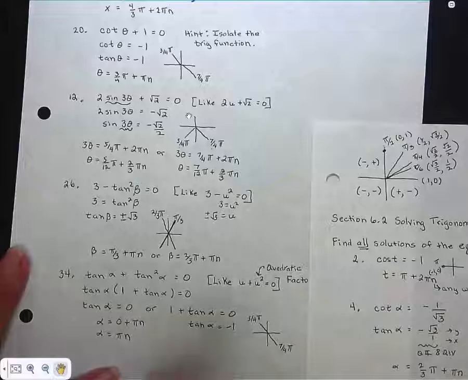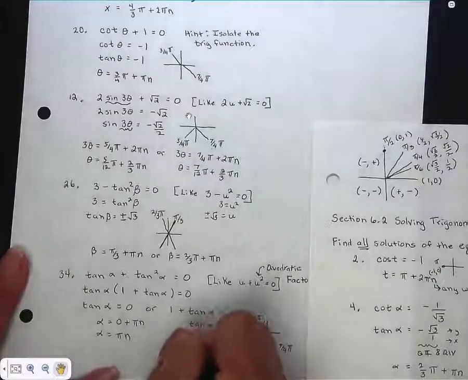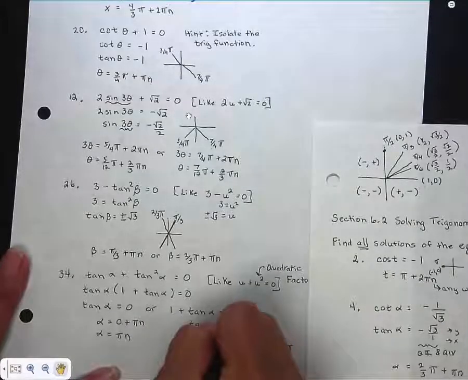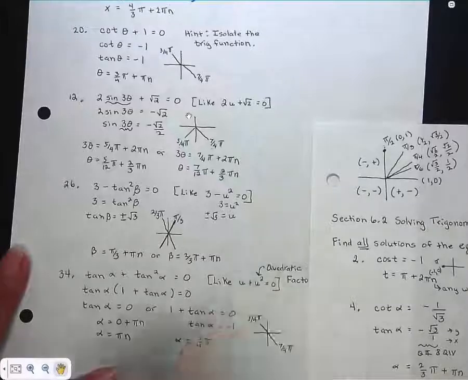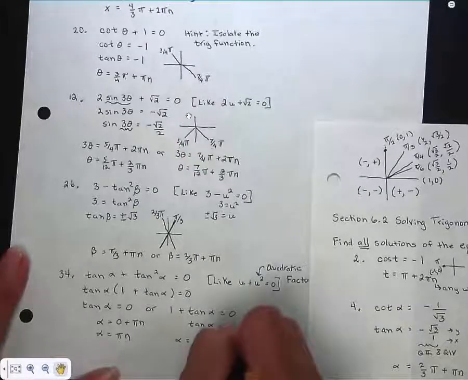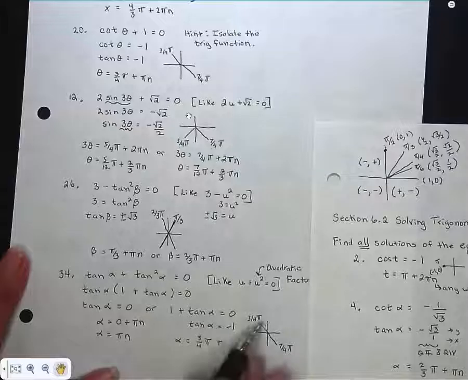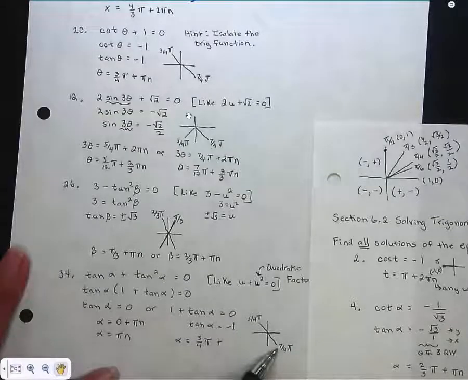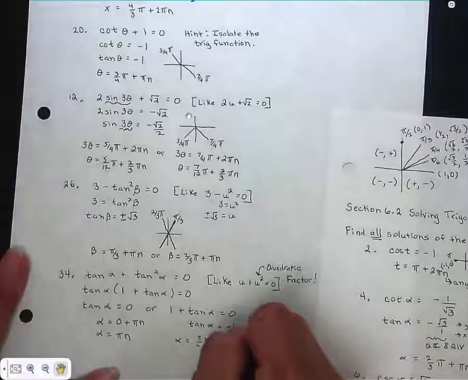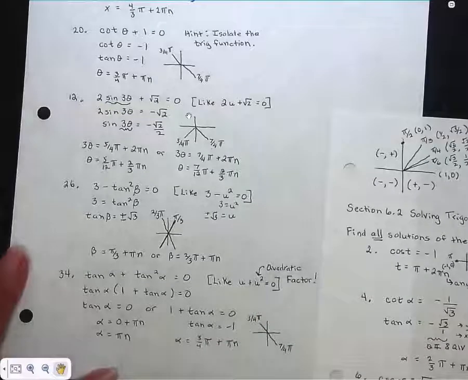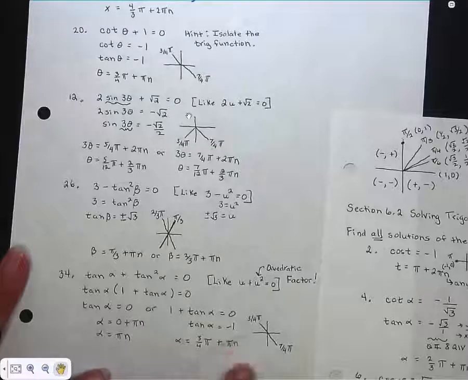You could get all of those angles by just saying alpha is 3/4 pi plus all the multiples of 180 degrees, all the multiples of pi radians. So pi n would give you one set of solutions. 3/4 pi plus pi n would give you another set of solutions.